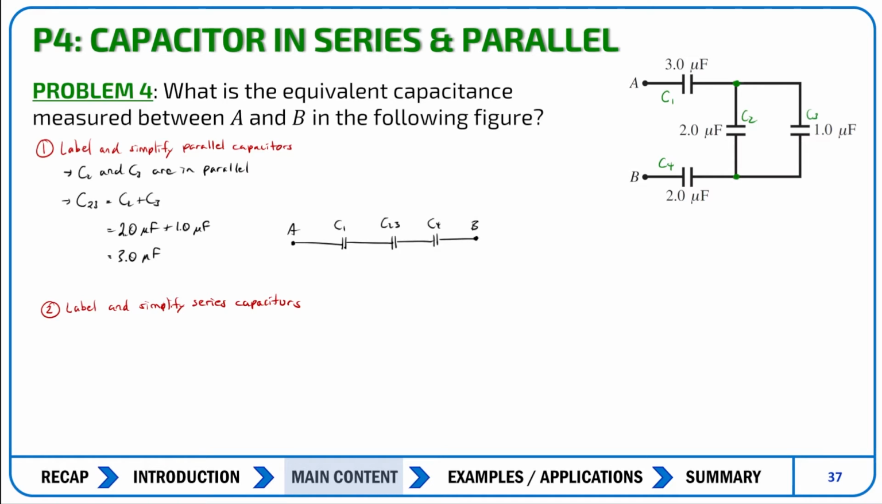We now know that all three of these are in series. So C1, C23, and C4 are all in series. So if we want to find the equivalent capacitance, CEQ, which is the final version, then it's going to be equal to 1 over C1 plus 1 over C23 plus 1 over C4.